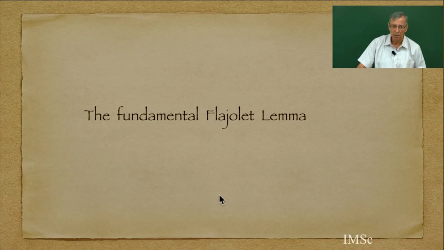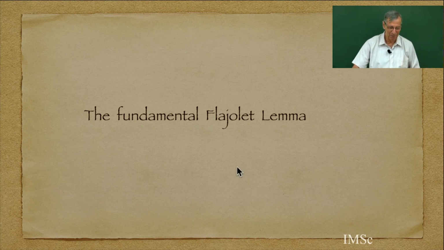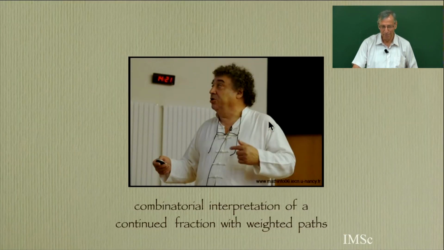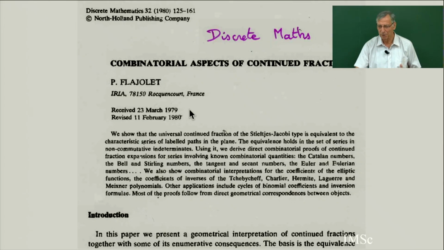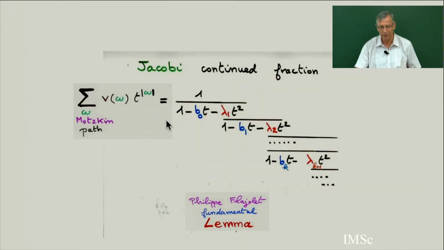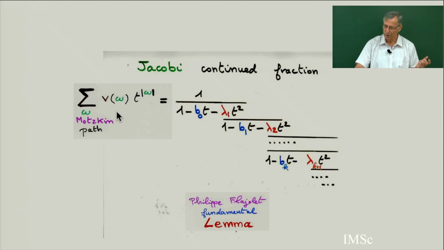So in 1980, there was a fundamental lemma by Flajolet. I call this lemma with a capital L, like the LGV lemma. It's something very easy that can be applied many, many times. It's the fundamental lemma of Philippe Flajolet. He died a few days ago. He was a very good colleague, a good friend. It was a seminal paper starting this story. It's a combinatorial interpretation of this Jacobi continued fraction. The fundamental lemma says that if you take the sum of the weights of all Motzkin paths with the weights bk, lambda k, then it can be expanded into the Jacobi continued fraction.